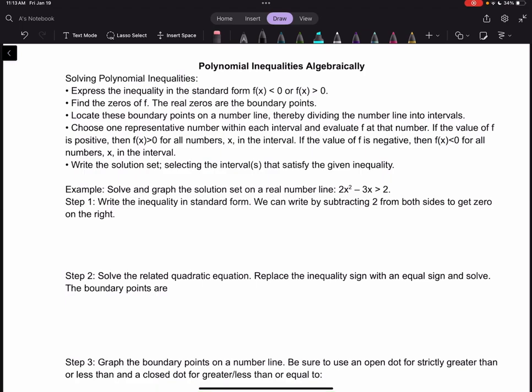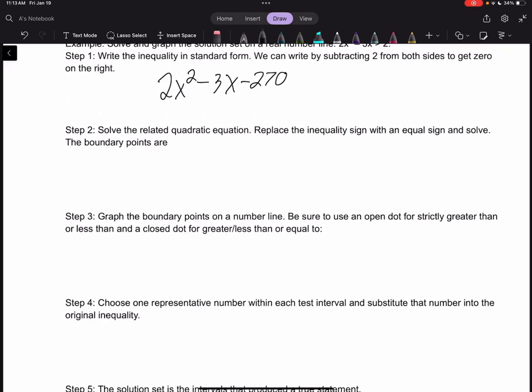Okay, first one, 2x squared minus 3x minus 2 is greater than 0. We're going to solve the quadratic. If you don't know how to do this, we're going to do it by factoring. And if you need a refresh on how to factor, sorry, that was like 270.